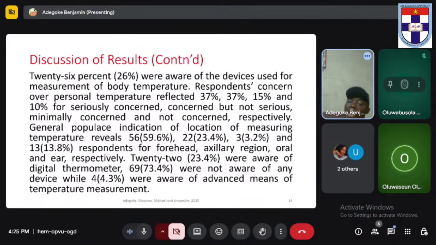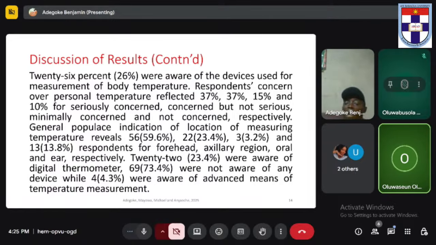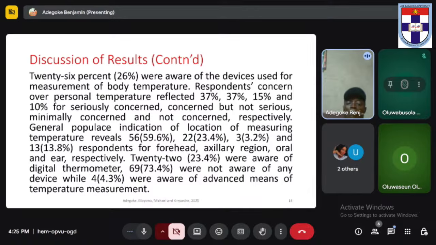Among the general population, 26% were aware of devices used for temperature measurement. 37%, 37% and 15% were concerned about their temperature, respectively. And the general populace indication of location of measurement of temperature revealed 59.6%, 23.4%, 3.2%, and 13.8% for forehead region, axillary region, oral region, ear region, respectively.